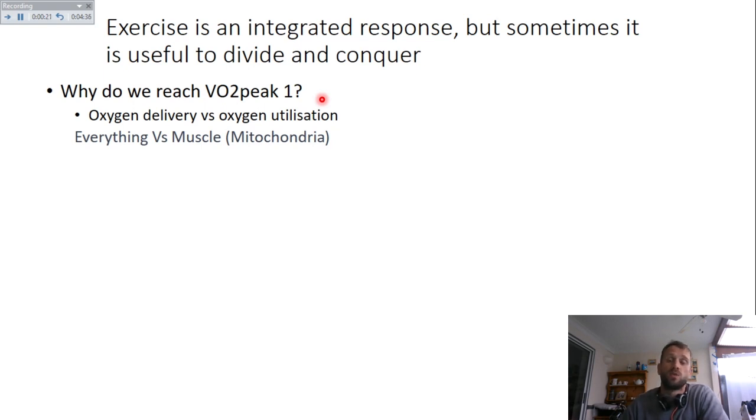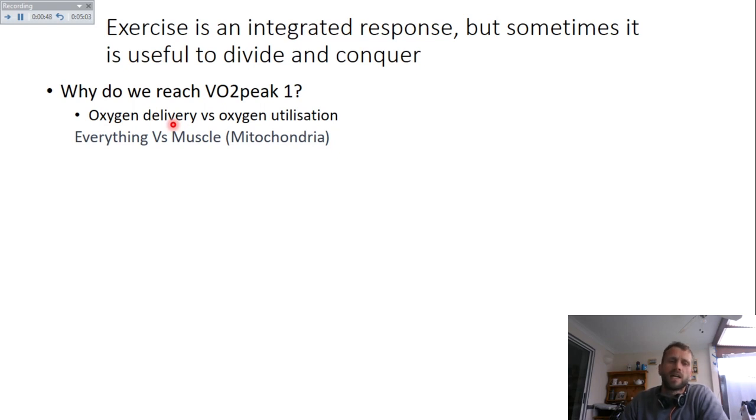Why can't we just continue our aerobic respiration? What is it that's limiting our system, this cardiovascular system, if you like? And one of the ways it's been traditionally separated is by considering oxygen delivery versus oxygen utilization. So the idea is to think, well, we could have a scenario whereby we are unable to deliver oxygen to the muscle.